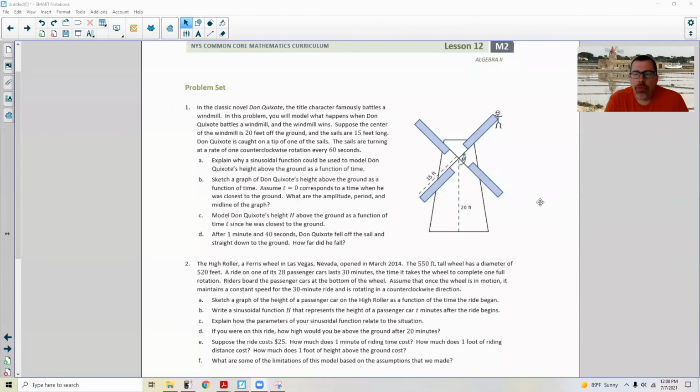Okay, page 14 brings us to the end of lesson 12. Go to your problem set.